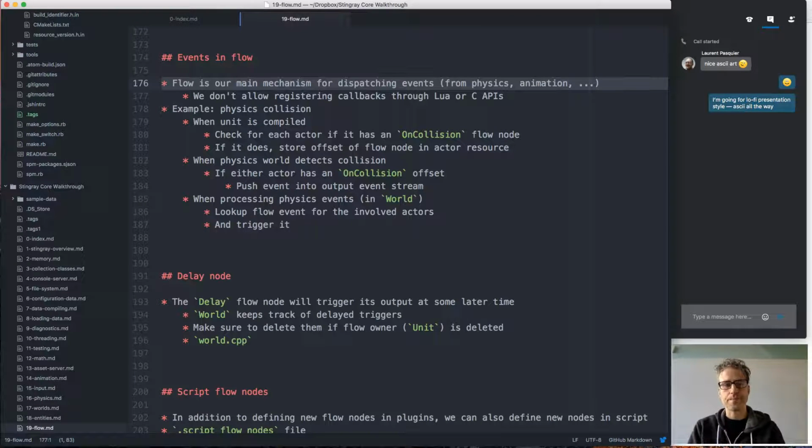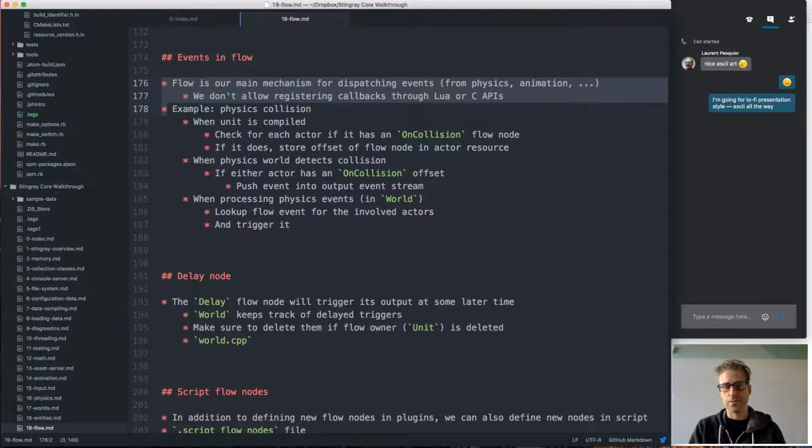And so we don't generally allow registering event callbacks through Lua or C APIs. It always has to go through flow. And you can discuss this as a design choice. I know some of the people who mostly spend their time in Lua or in C, writing their gameplay in Lua or C, are kind of annoyed that in order to be able to handle events, they have to create flow graphs and stuff like that.